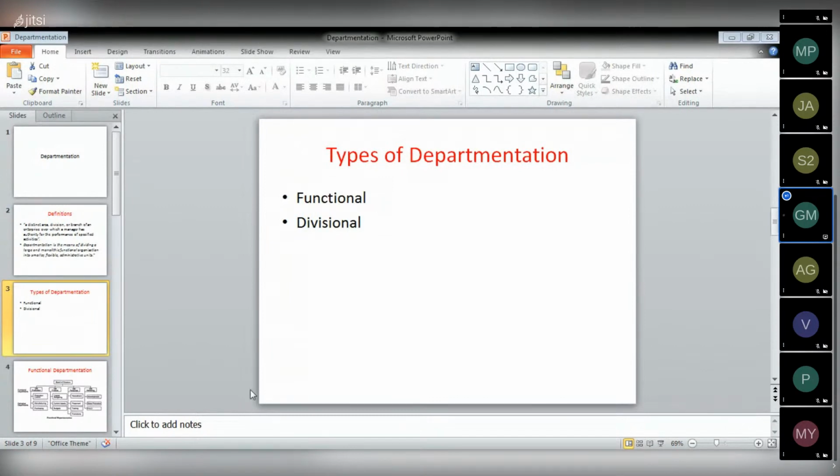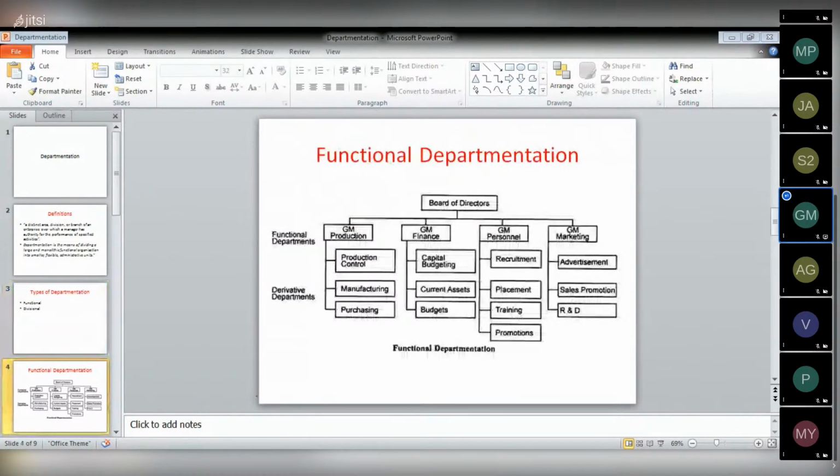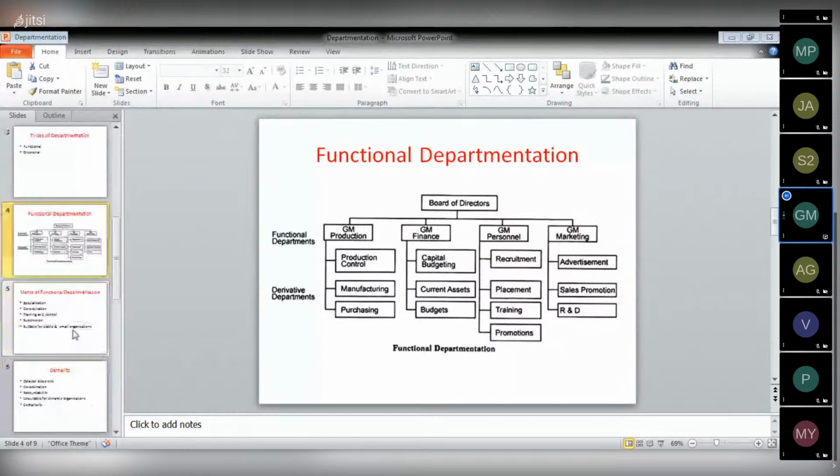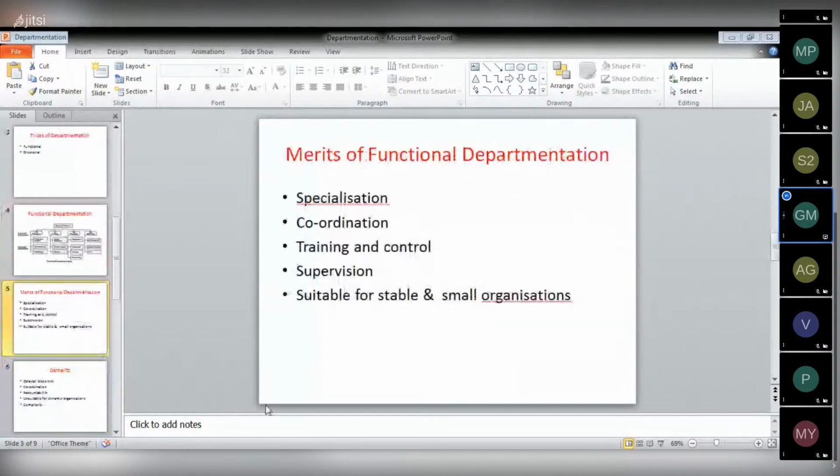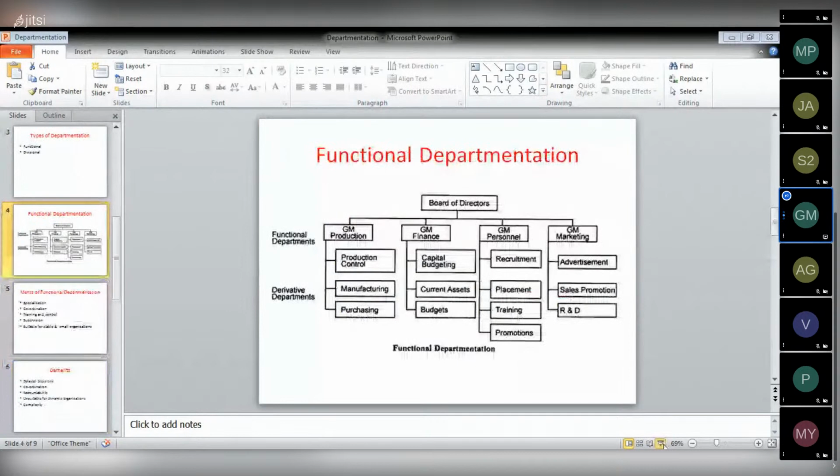So, one second. Okay. So, when it comes to, have you gone through this? See here, what is happening here.